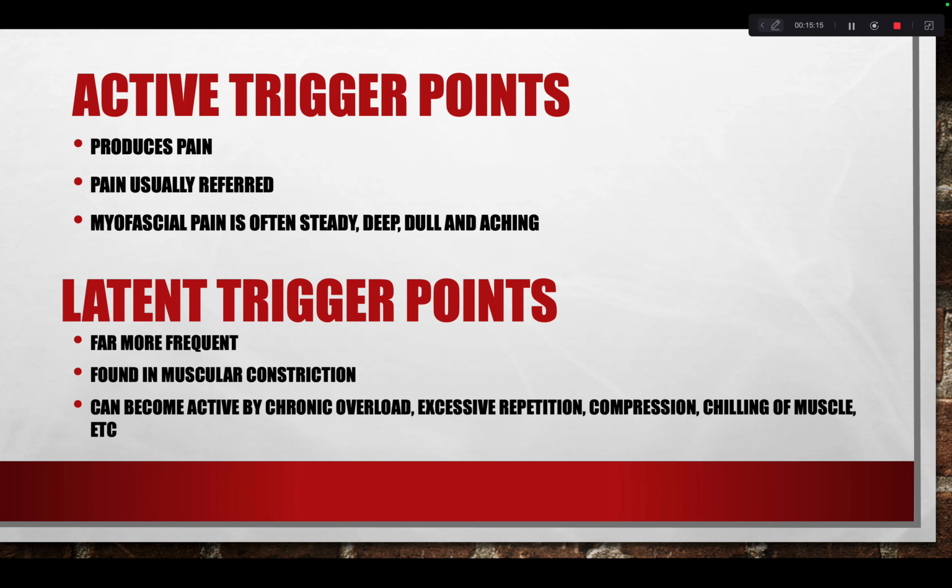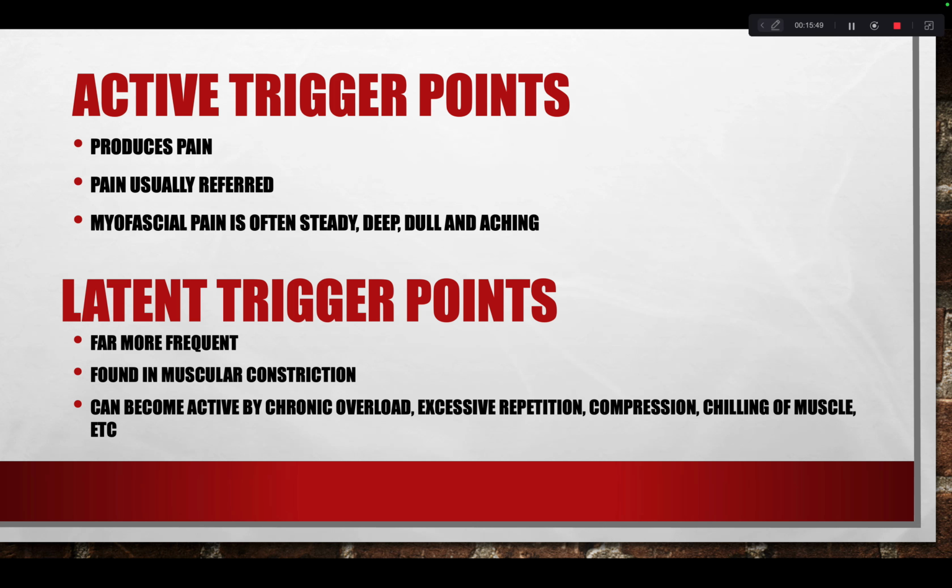Active trigger points. Again, they produce pain. The pain is usually referred, so you push on one area and you feel it somewhere else. Maybe in your neck or shoulder and you feel it in your arm, right? Myofascial pain is often steady, deep, dull, and aching. So if you have trigger points in the fascia and not quite just muscle fiber, and people are working on those areas, it can feel like a really deep, dull ache, okay?